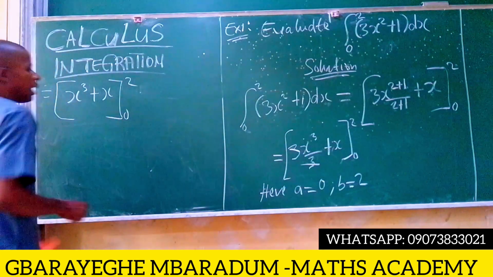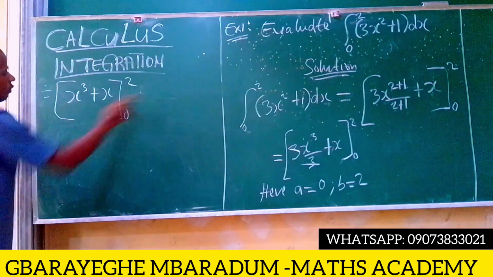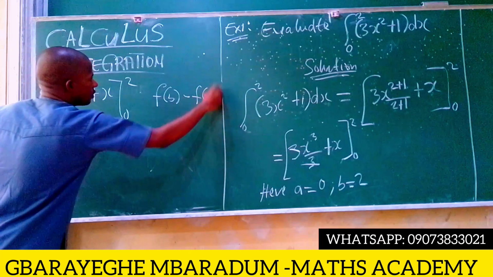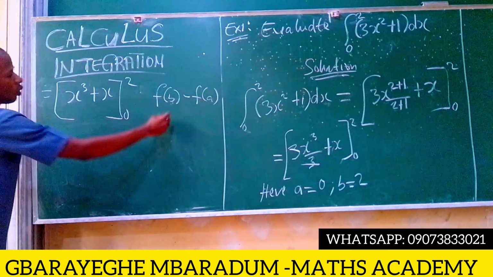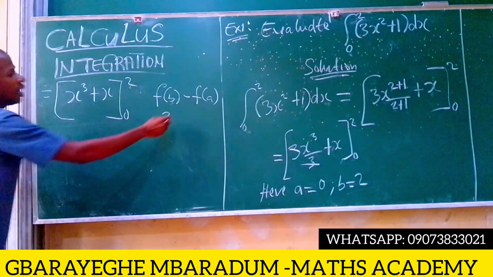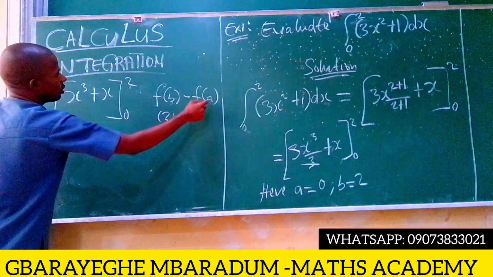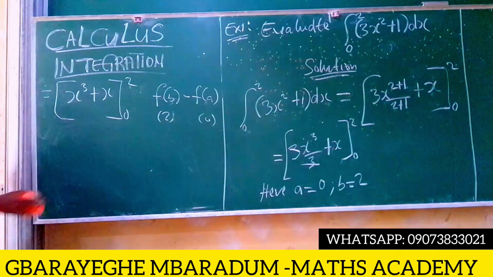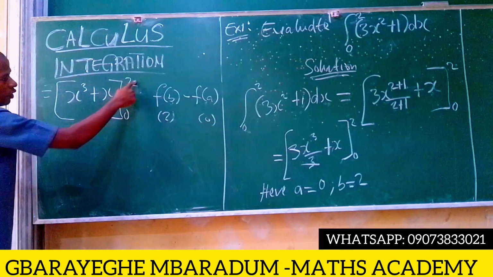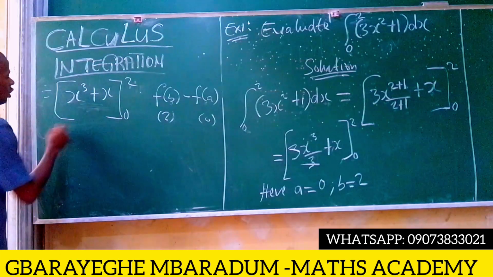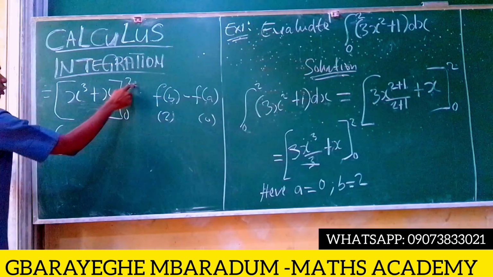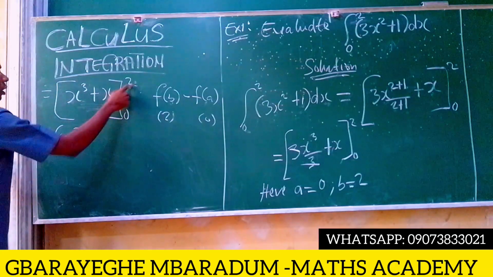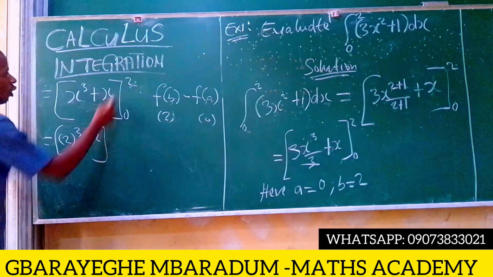From 0 to 2. Now by the formula, we have f of b minus f of a. So our b is 2, which is the upper bound, and our a is 0, which is the lower bound. So this means we should substitute the value of b first into this function that I already integrated. When you put 2 here, you have 2 raised to the power of 3 plus, put 2 here, 2, right? We are already done with the upper bound.